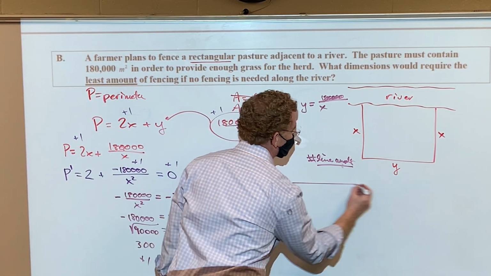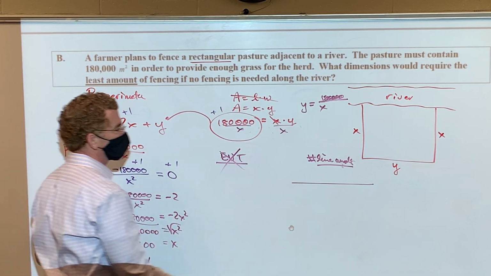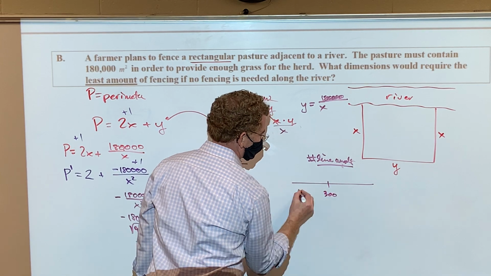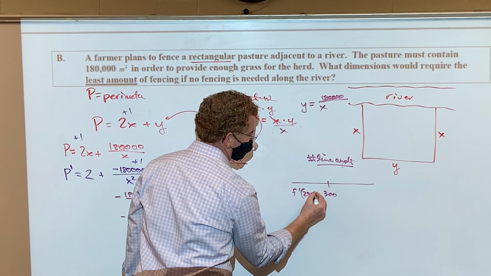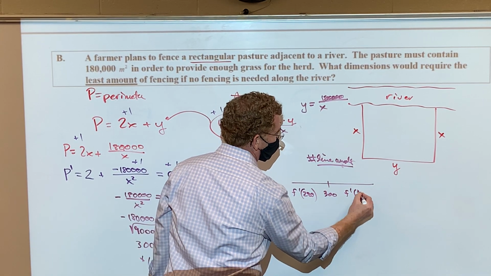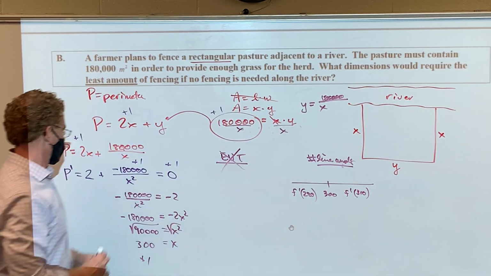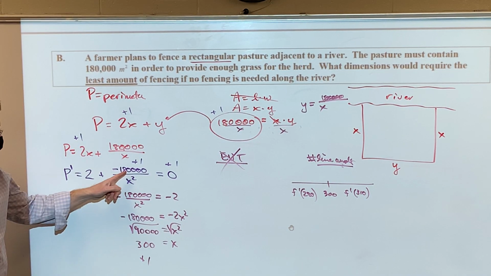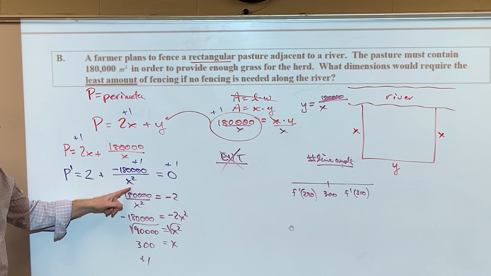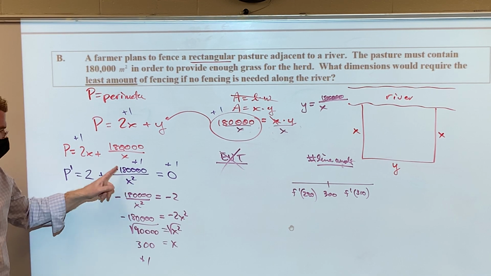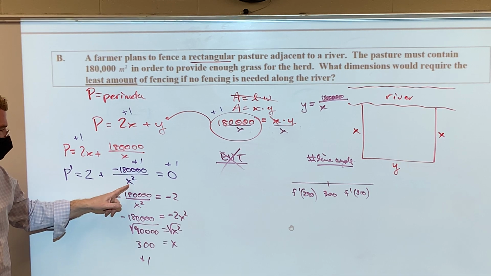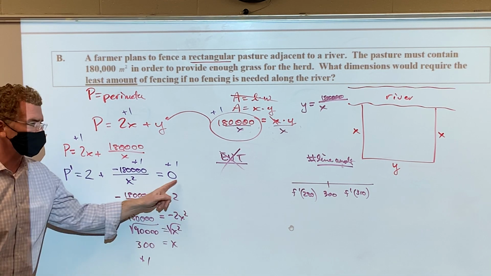Number line analysis, though. I've got a point, 300. Let's check the derivative on either side. Say, it doesn't matter, 290 and 310. Here's my derivative. We know that 300, right? 300 squared gives me 90,000. And negative 180,000 over 90,000 is negative 2. That's why that became a 0.